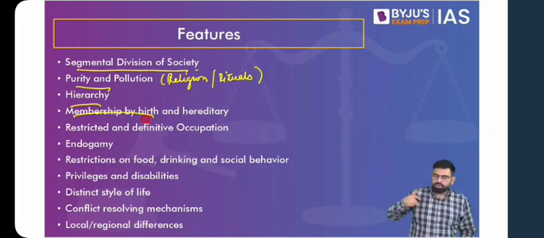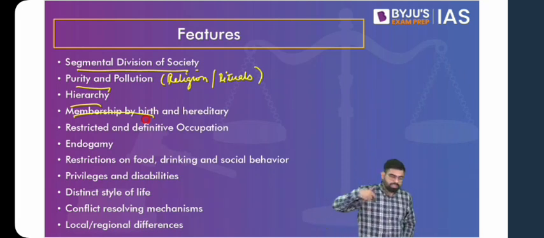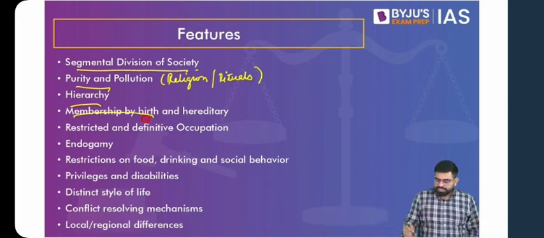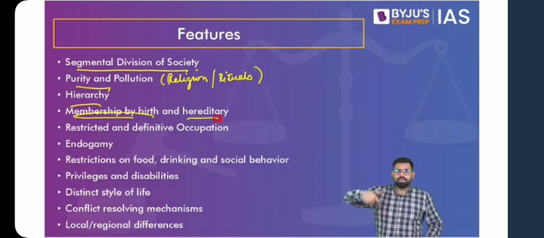That means if you're born to a Brahmin family, you remain a Brahmin for life. The membership of that social group comes with birth, comes with the family in which you were born. So the membership is restricted by birth, and I hope that answers your question about nepotism. And then it is hereditary. Why? Because it passes on from generation to generation.